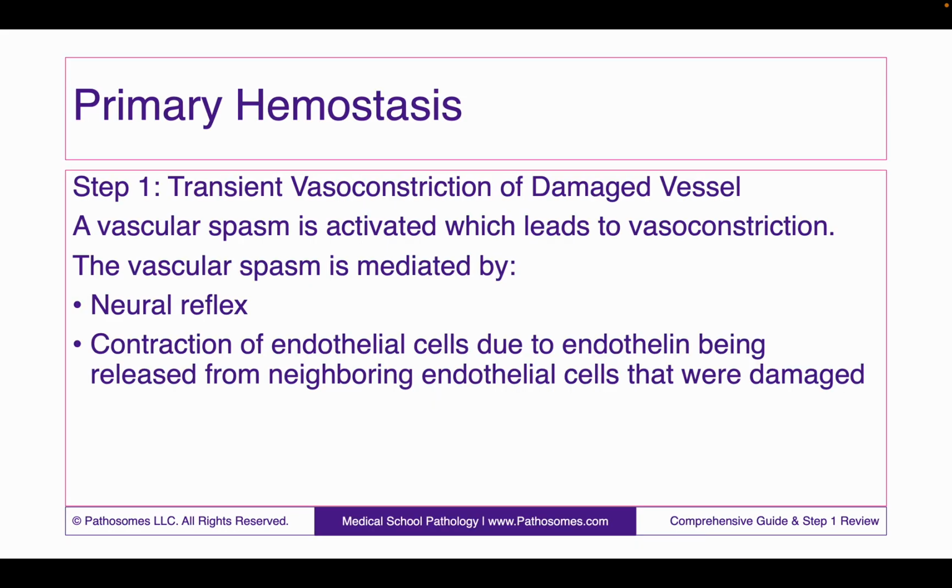Primary hemostasis has many steps. Like that 1,000-mile journey, it starts with one, so let's start there as well. Step 1 of primary hemostasis is transient vasoconstriction of a damaged vessel. A vascular spasm is activated, which leads to vasoconstriction, right? The vessel kind of squeezes down to tamp that flow through it. The vascular spasm is mediated by a neural reflex, as well as contraction of endothelial cells due to endothelin being released from neighboring endothelial cells that were damaged.